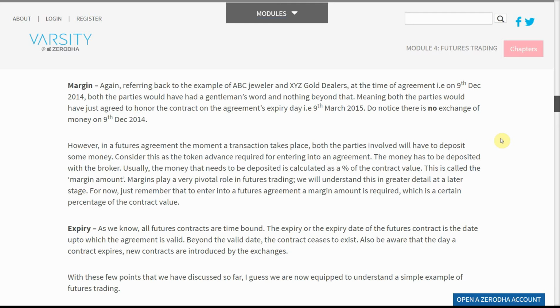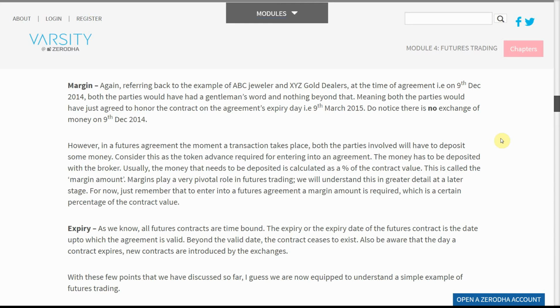However, in a futures agreement, the moment a transaction takes place, both the parties involved will have to deposit some money. Consider this as the token advance required for entering into an agreement. The money has to be deposited with the broker. Usually, the money that needs to be deposited is calculated as a % of the contract value. This is called the margin amount.